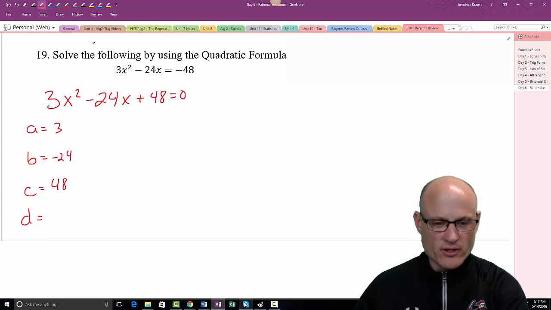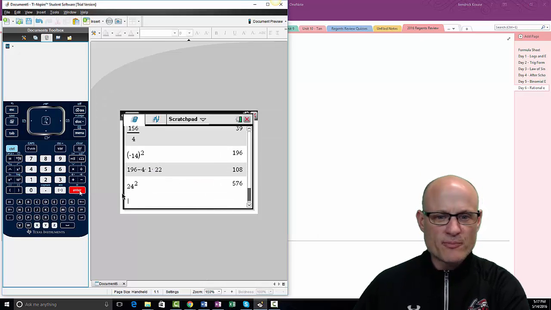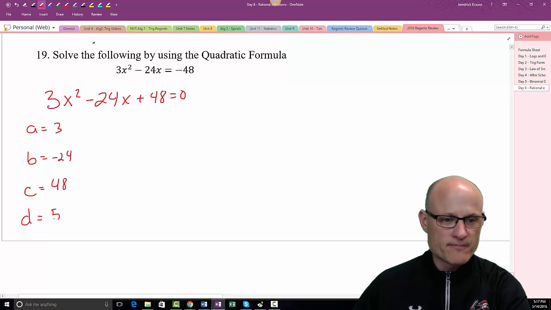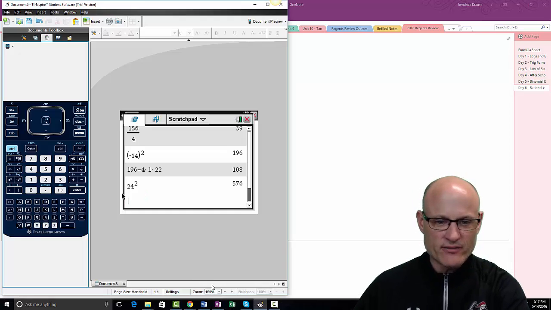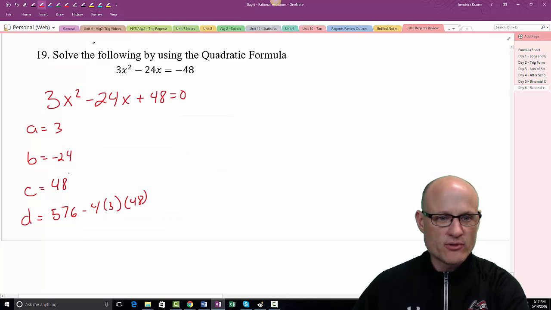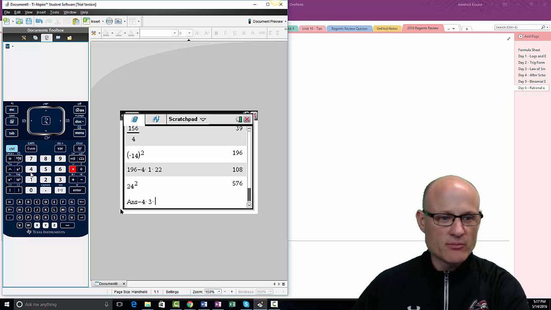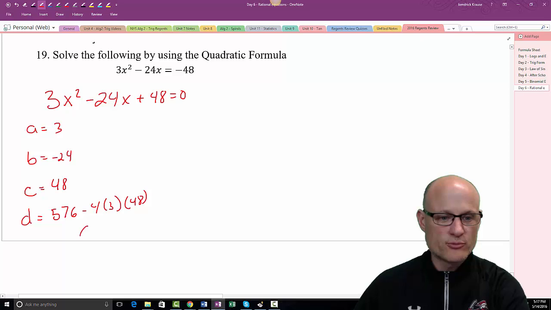So negative 24 squared, I think that's 576. It's always positive, so that's 576. I know you're impressed. Minus 4 times 3 times 48. None of these turned out negative. I'm going to have to add one that's negative, I think. So I'm going to do minus 4 times 3 times 48. That's bothersome. Oh my gosh, that's 0.